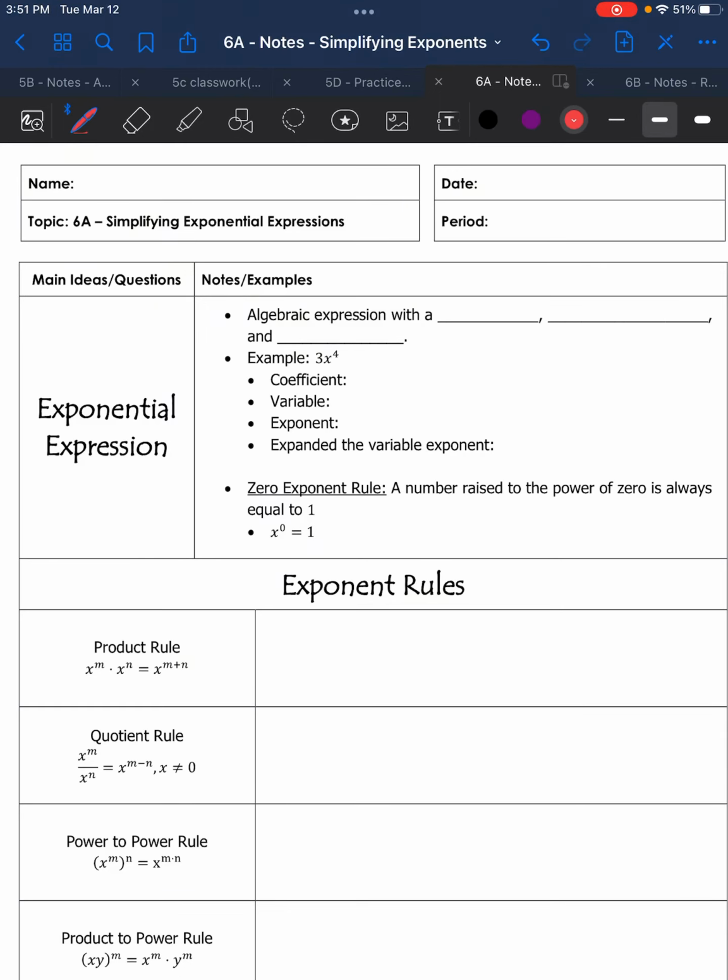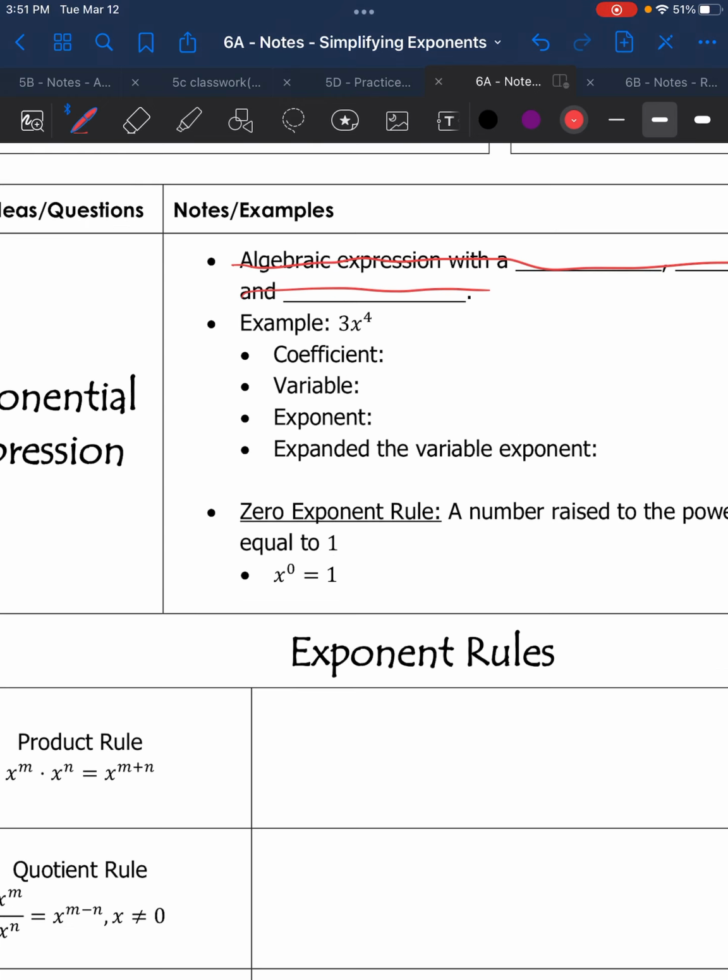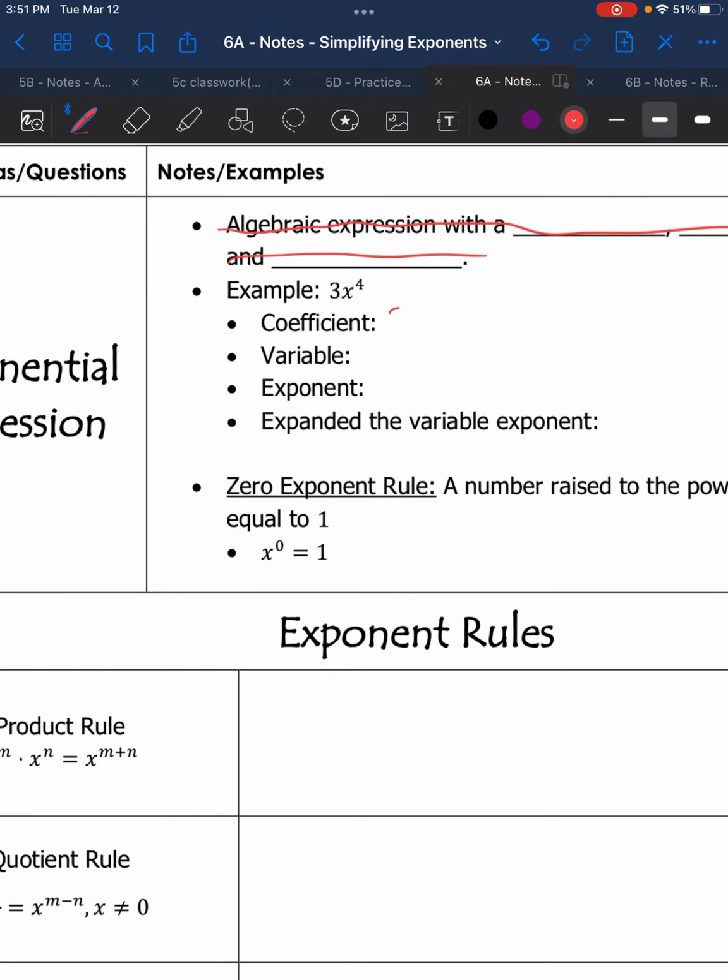All right, welcome to simplifying exponential expressions. So I'm actually going to take out this first part, put an example here. We got 3x to the fourth. The coefficient here is the 3. So when we say coefficient, you're always looking at the number that's multiplied in front. Variable is the x. The exponent is the fourth power.